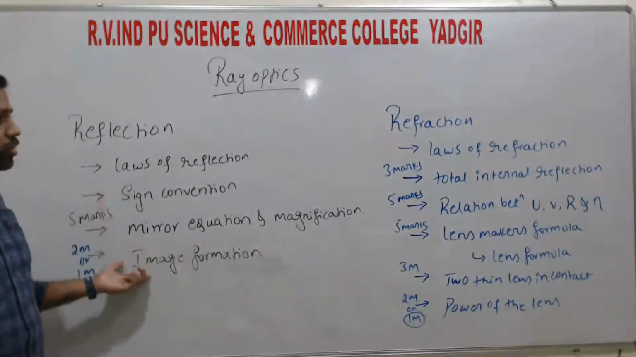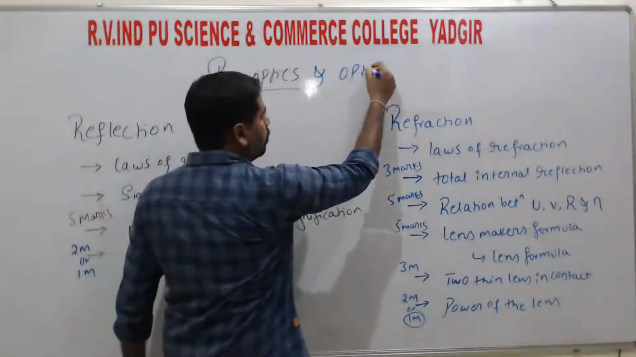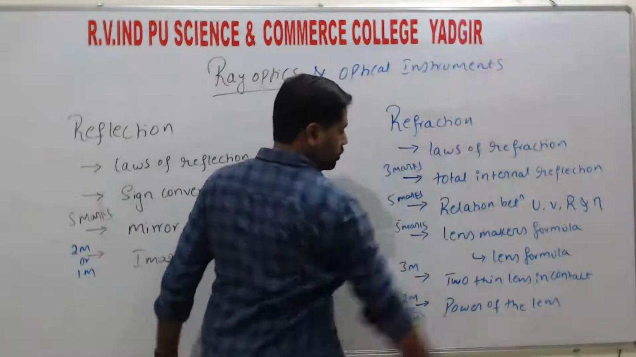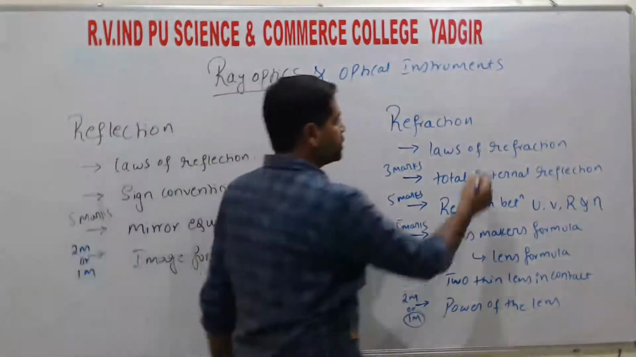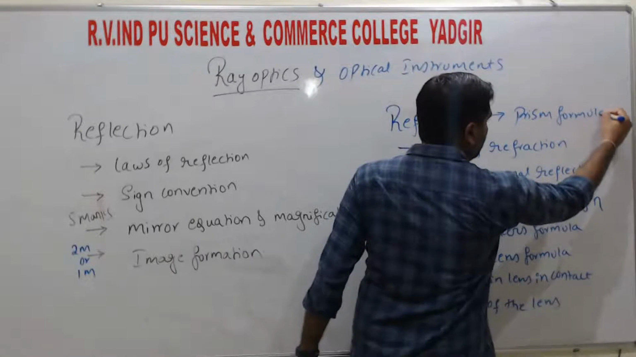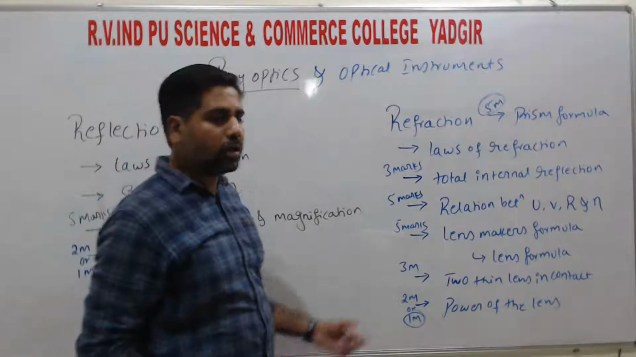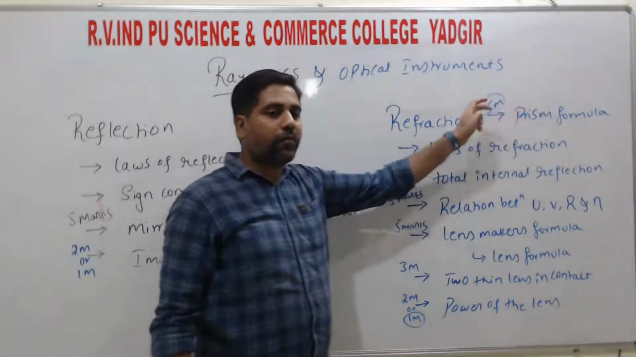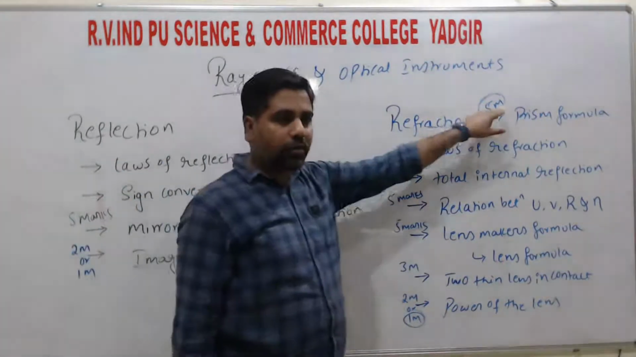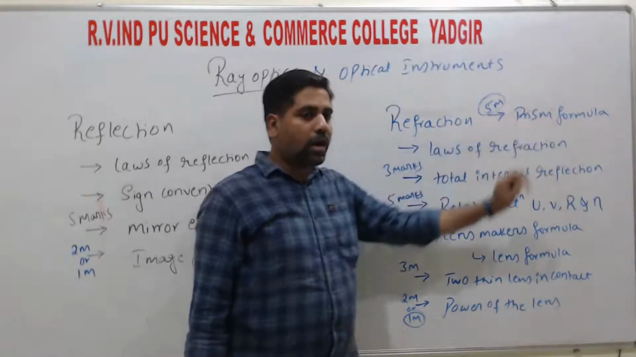So this is the topic about reflection and refraction. Along with this we have optical instruments. It includes one more derivation here, that is the prism formula. This one is an important derivation: the prism formula, that is refractive index n is equal to sine of (A plus D) by 2 whole divided by sine of A by 2. This year, that is 2020, they asked one problem on this topic, that is the prism formula.